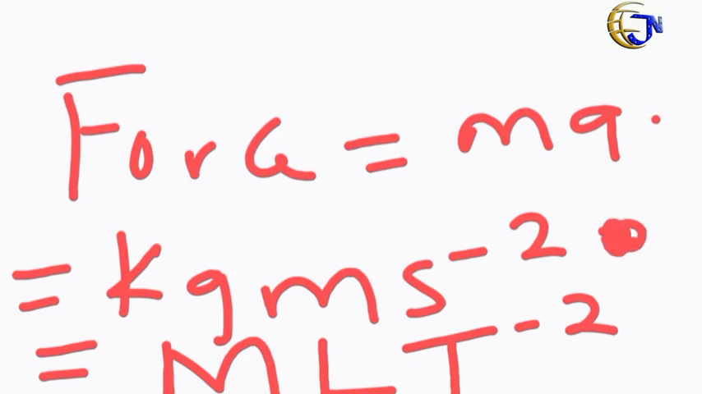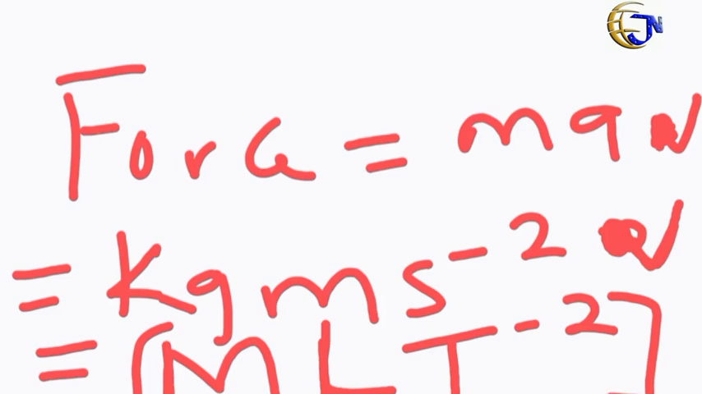Start from the formula for each of it. Once you know the formula for force as mass times acceleration, then know the unit. All you have to do is to transform it. Kg is mass, that's M. Meter is length, and time is seconds. Then you can get the dimension for force.